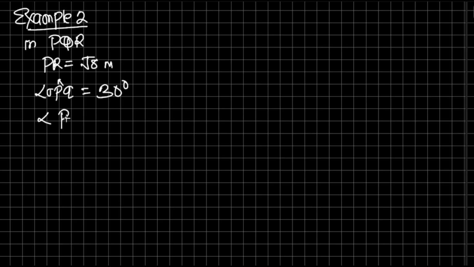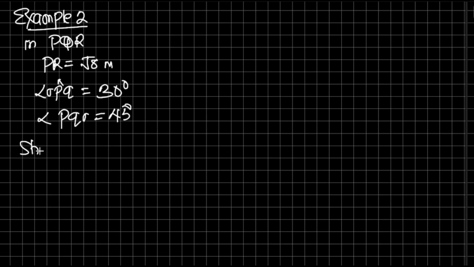Example 2. In triangle PQR, line PR is root 8 meter. Angle RPQ is 30 degrees. Angle PQR is 45 degrees. And we have to show that the area of triangle PQR is 2.7 meter square to 1 decimal place.